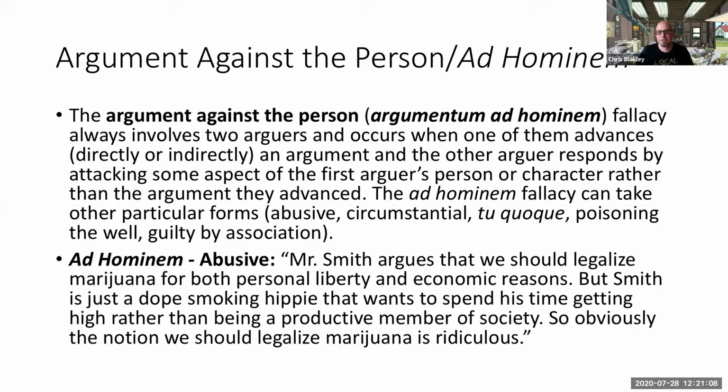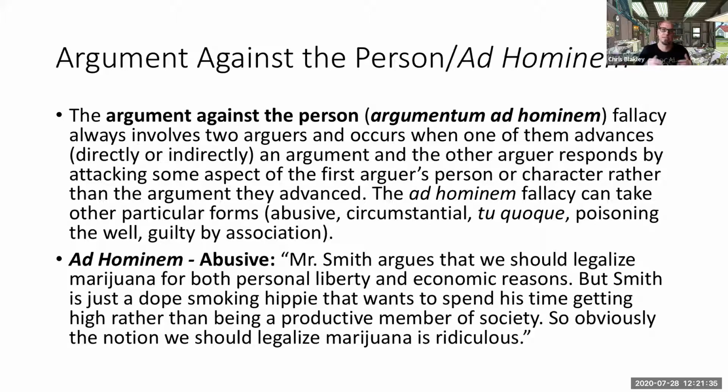So here's an example of an ad hominem abusive. I'll usually just talk about this in class as ad hominem. It's one of the most basic versions of it, usually the first version that people learn. Here's the argument. Mr. Smith argues that we should legalize marijuana for both personal liberty and economic reasons, but Smith is just a dope smoking hippie that wants to spend his time getting high rather than being a productive member of society. So obviously the notion that we should legalize marijuana is ridiculous.